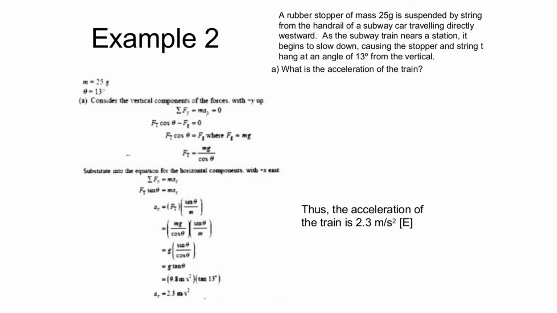The g value is 9.8 meters per second squared, and tan theta here will be tan 13 degrees, and here ax will be equal to 2.3 meters per second squared.